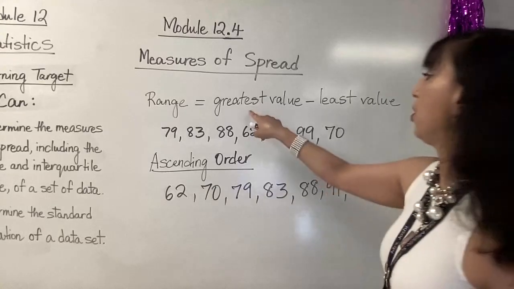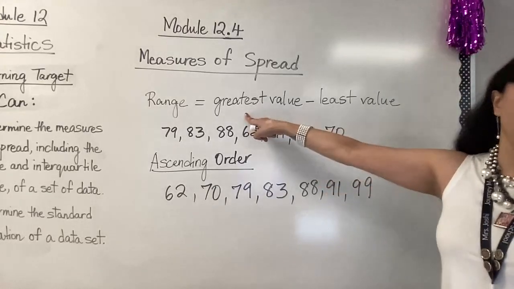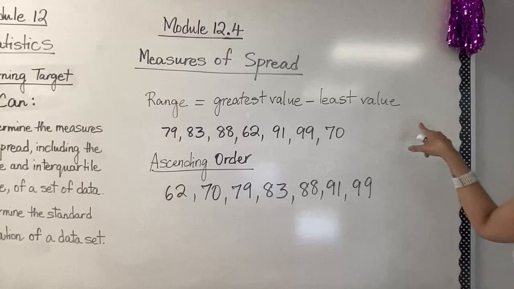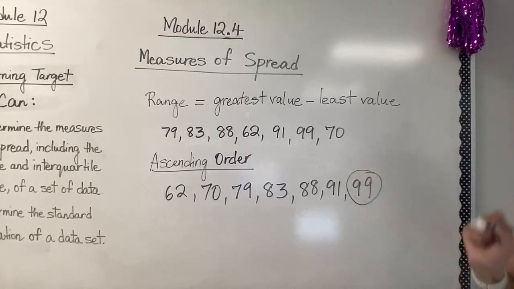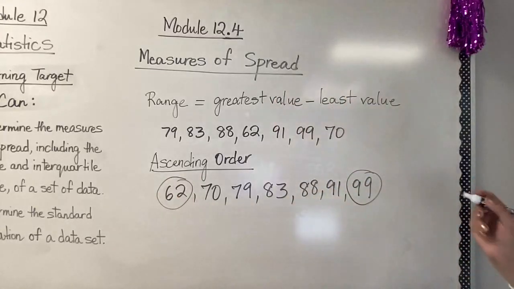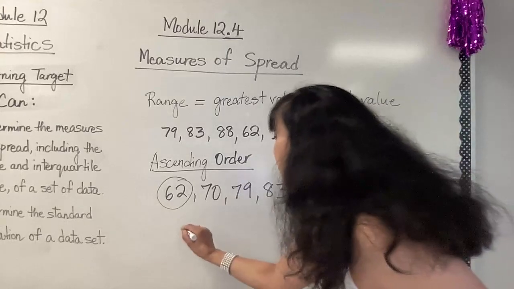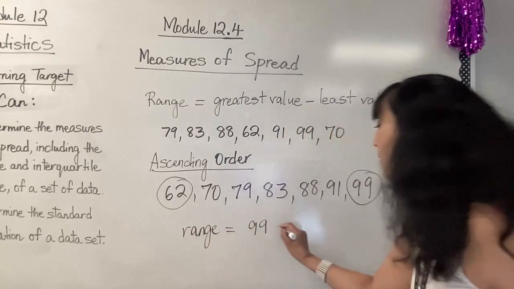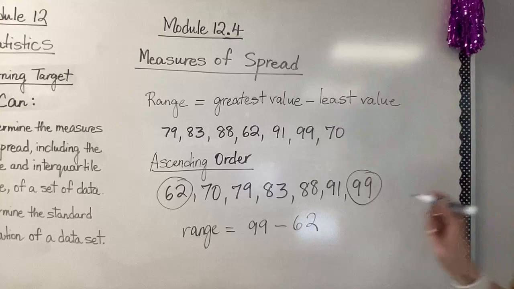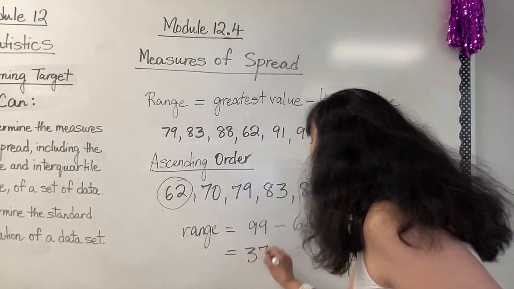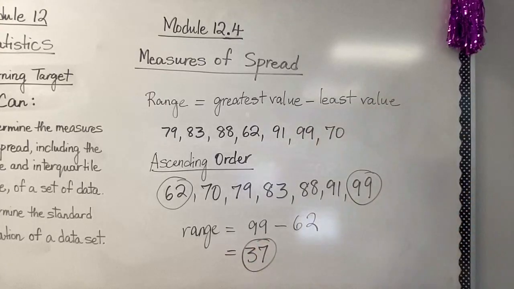And I said range was the largest value, or the greatest value, minus the least value. What is my greatest value here? It's 99. What's my least value here? It's 62. So all I'm doing is range is going to be my greatest, which is 99, minus my least, which is 62. And so I get my range as 37. And this is the spread of the data that I have.